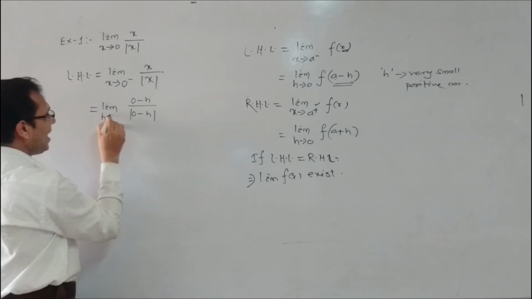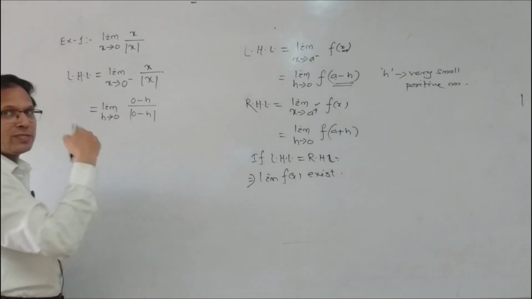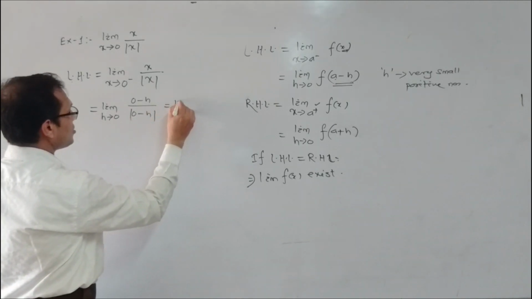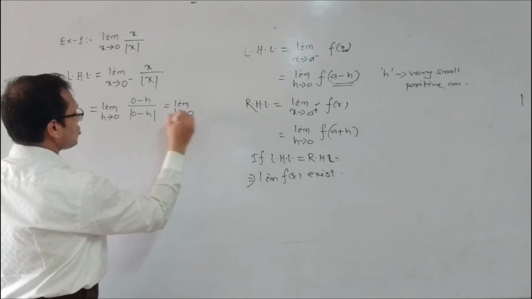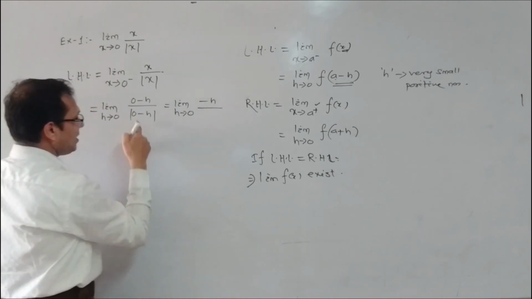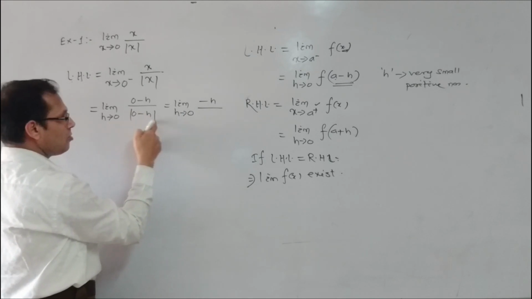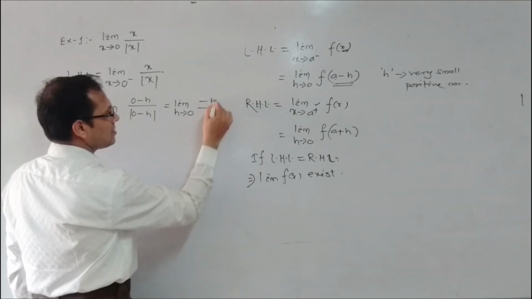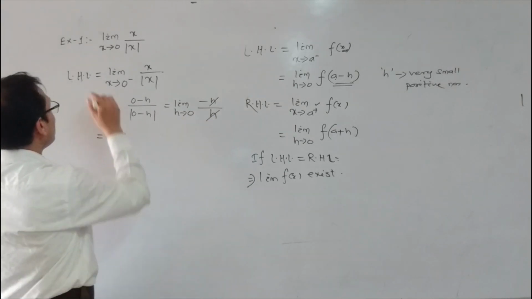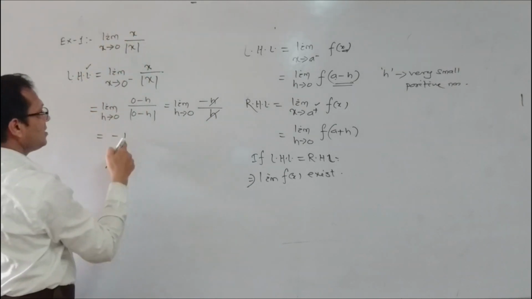What is h? h is a very small number, however small you can think. So this is nothing but the limit h tends to 0. 0 minus h is minus h, and modulus of minus h is h. h cancels. So what is the value? That is minus 1. So the left hand limit of this function is minus 1.